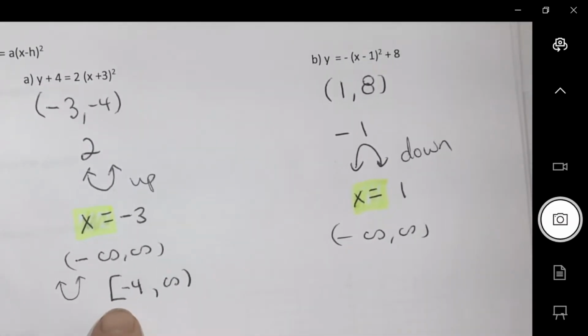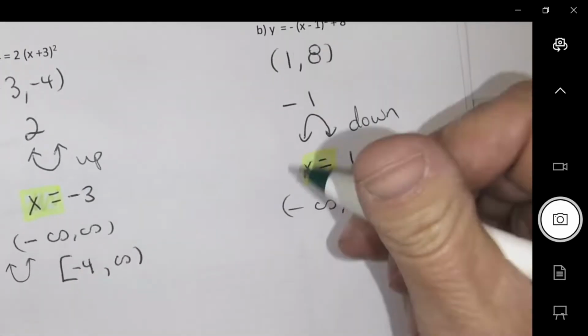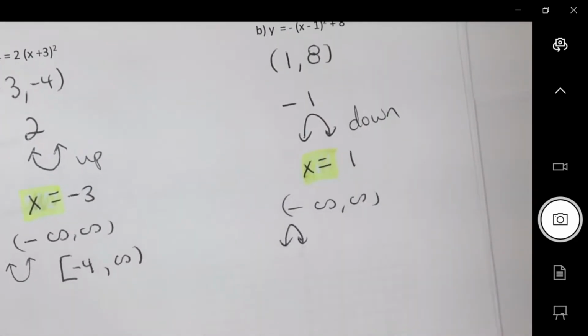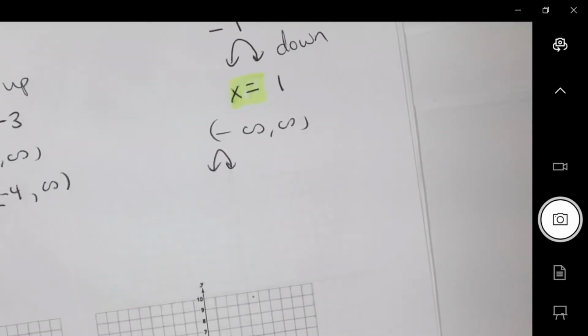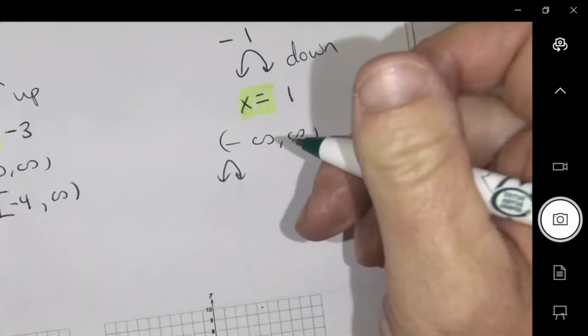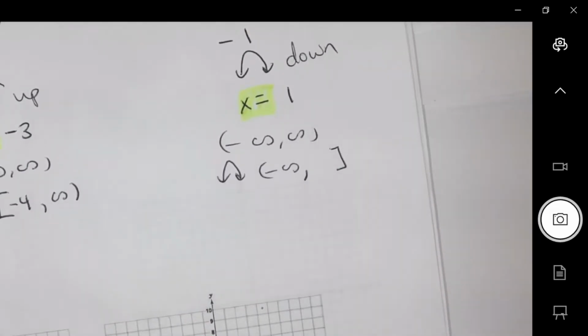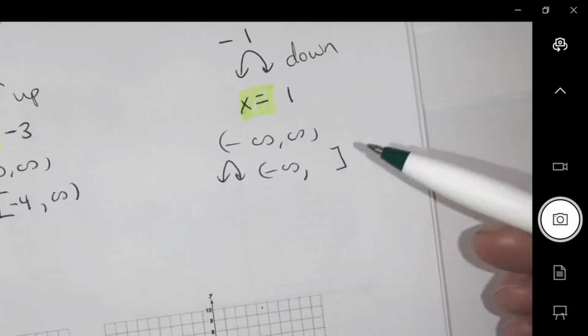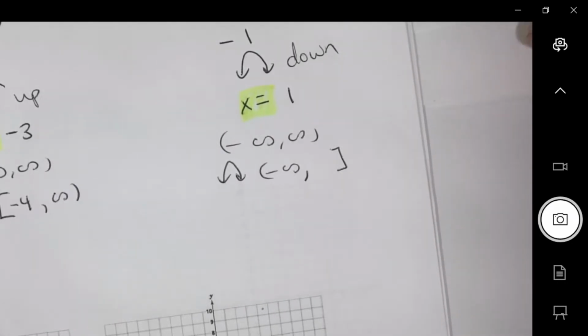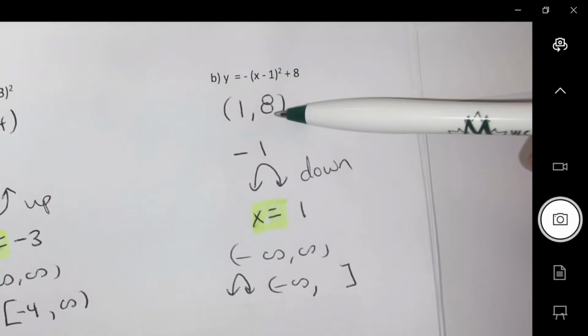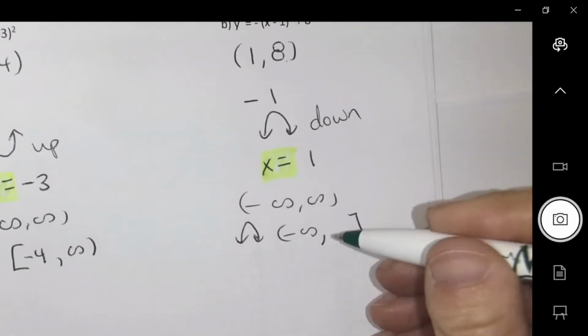Do you notice how I did a square bracket for exact? And this one, we are heading downward. So I'm starting low. Negative infinity is the low, to the highest height of, and then a number with a square bracket, and that number is 8, the height number, the y number.